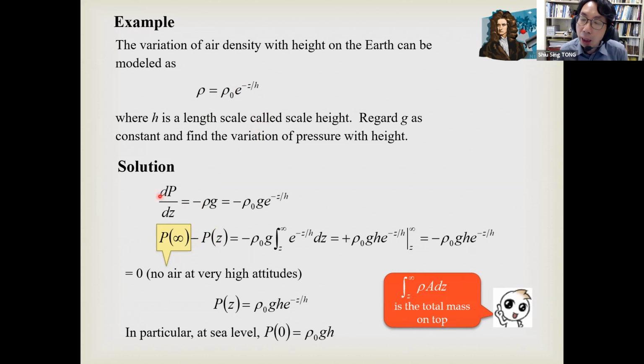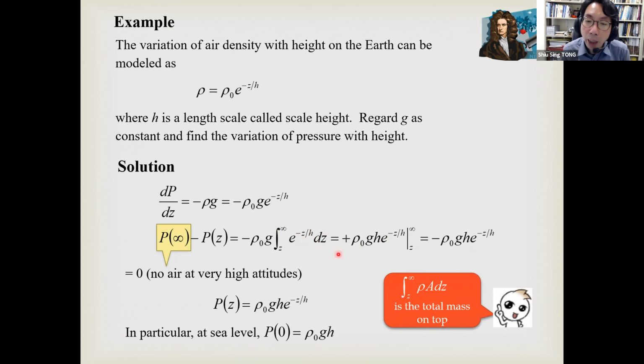Now, when I integrate this from z to infinity, I get P infinity minus P of z. But P infinity is 0 because I do not have air at very high altitudes. So I get minus P of z. And on the right hand side, I simply integrate this exponential factor again from z to infinity. And when I integrate this, it just gives me a factor of minus H, because it gives this constant factor.